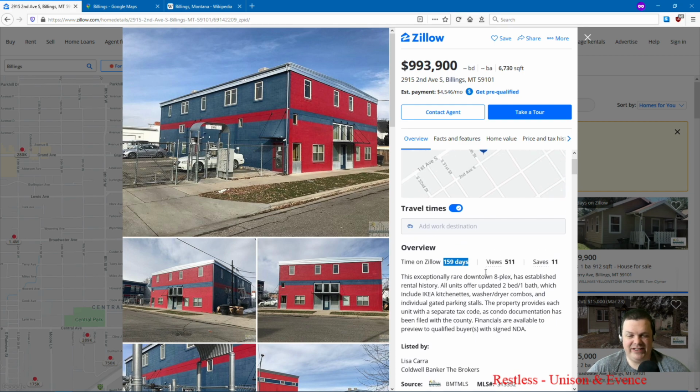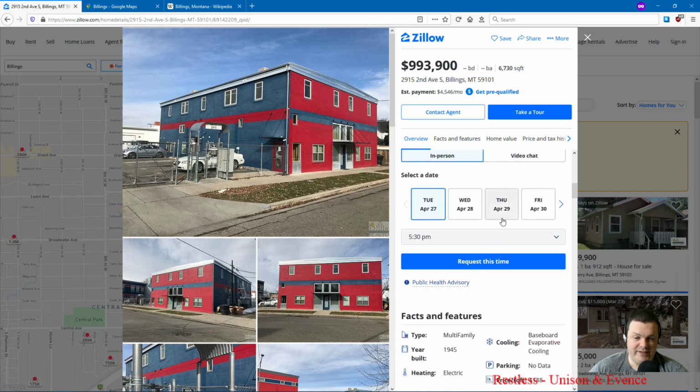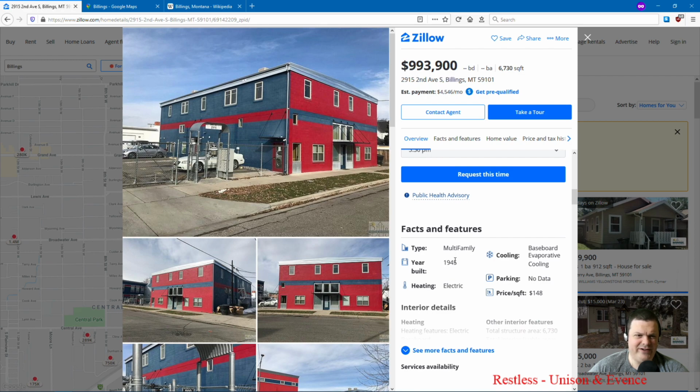Property provides each unit with a separate tax code. So it's condo, or could be condo. So you could try to sell out each of the 8 units. Multifamily, 1945. Really? Okay, it's been recently updated.